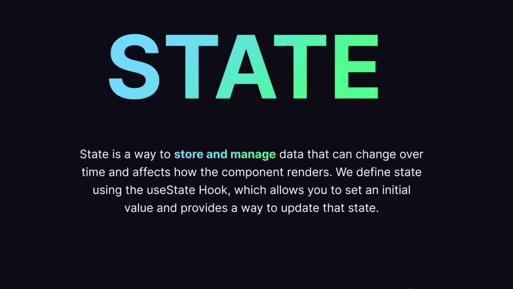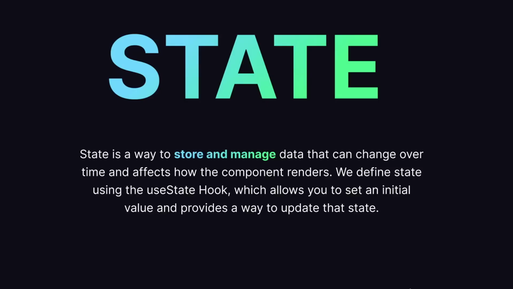In this section, I'm going to be introducing two topics at once. First, we're going to be learning about the state, and then we're going to be jumping into the hook. So now let's talk about what a state is and why you should even care about that. State is a way to store and manage the data that can change over time and affect how the component renders. We define state by using something called the useState hook, which allows you to set the initial value and provide a way to update that state.